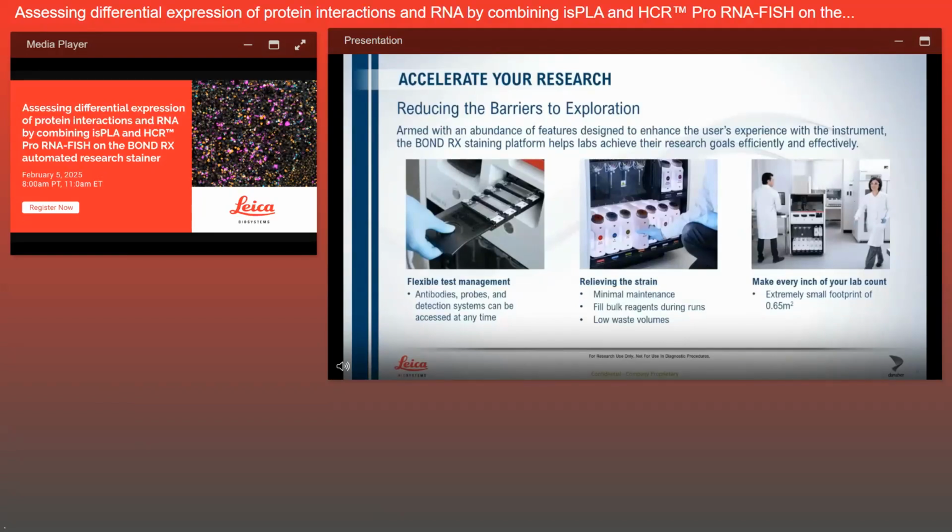For bulk reagents, minimal maintenance is required. You have the capabilities to fill bulk reagents during the runs without affecting the protocol, and the BondRx overall generates low volumes of waste. The BondRx also has a small footprint within the lab to accommodate for space constraints.